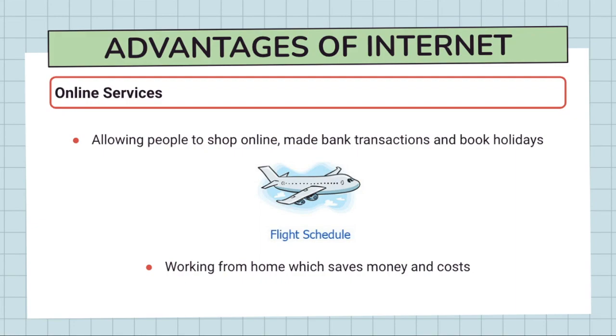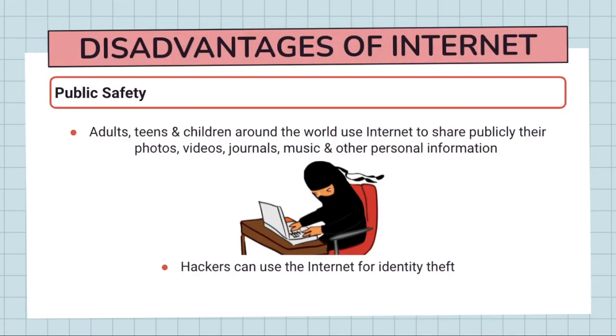Next, let's have a look at the disadvantages of the internet. The first disadvantage of the internet is public safety. Adults, teens and children around the world are using the internet to share publicly their photos, videos, journals, music, and other personal information. Some of these unsuspecting, innocent computer users have fallen victim to crimes committed by dangerous strangers.